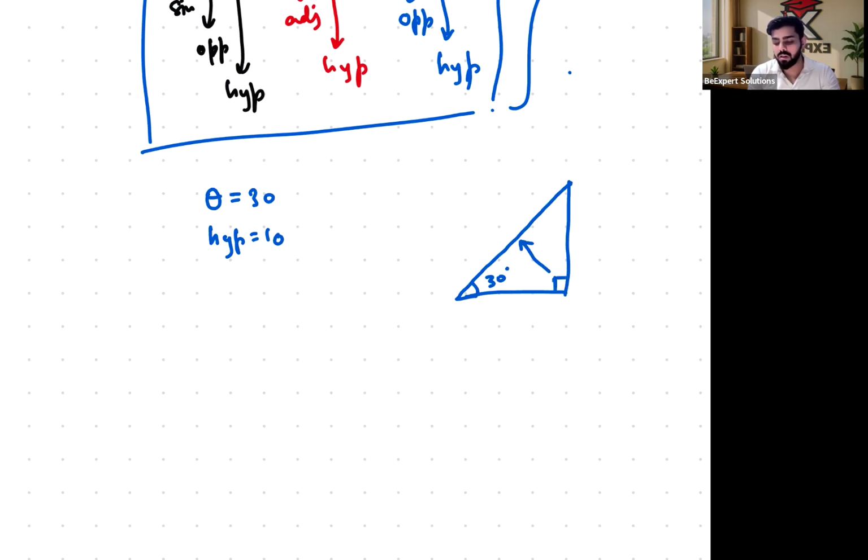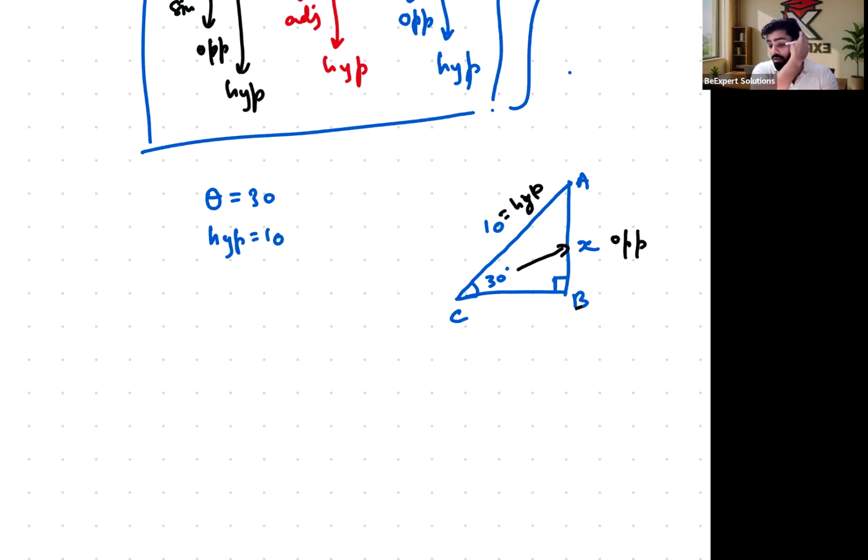They are asking you to figure out the opposite side. Let's say this is x. How will you find this? It's pretty simple. This is just opposite to the angle, so this is the opposite side, and this is the hypotenuse. Because only one side is given, you cannot apply the Pythagoras theorem. Understand that you cannot apply Pythagoras theorem here.